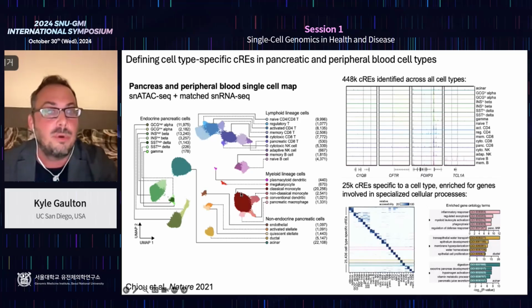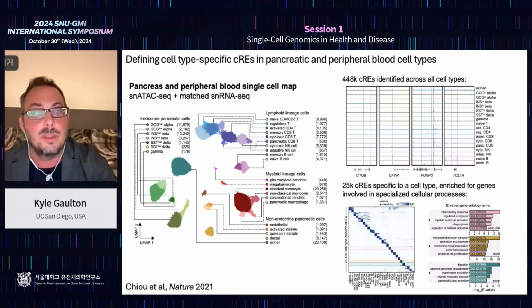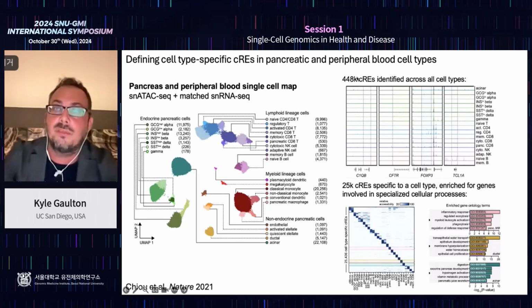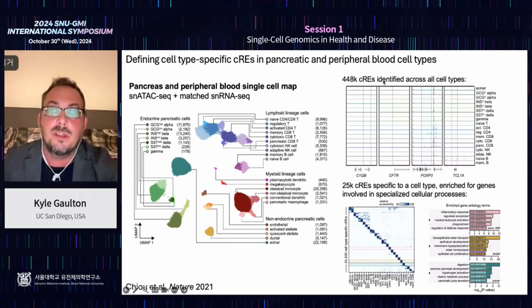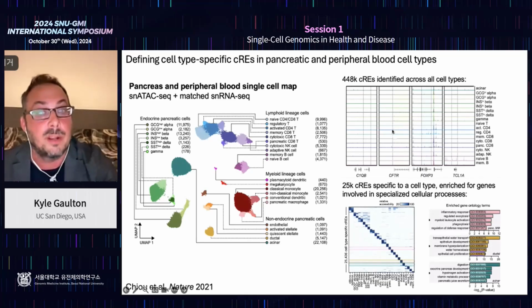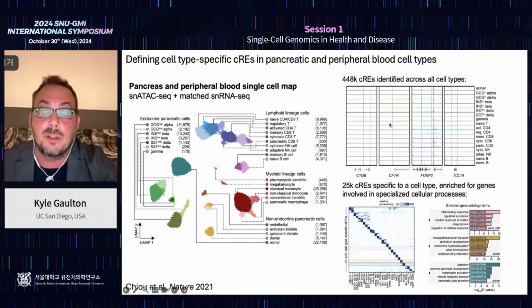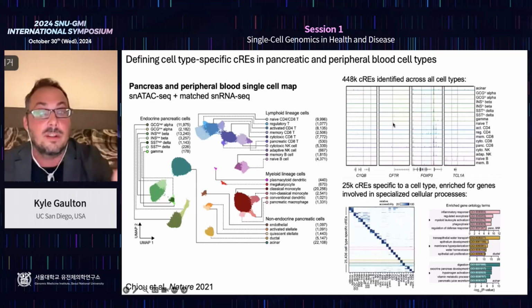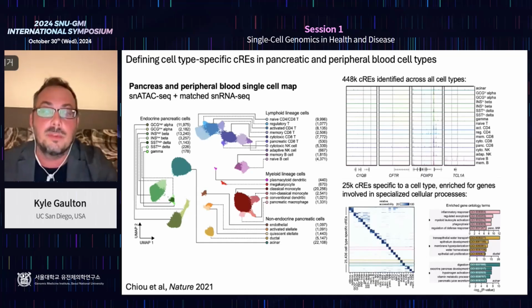We could then take the profiles from each cell type and define cis-regulatory elements within the cell type. And in this study, we identified about 450,000 elements across all cell types. I've just highlighted here a couple examples, some of which are very specific to cell types. So CFTR is a marker of pancreatic ductal cells, and there are cis-regulatory elements, a bit hard to see on this image, that are very specific to ductal cells relative to other cell types.